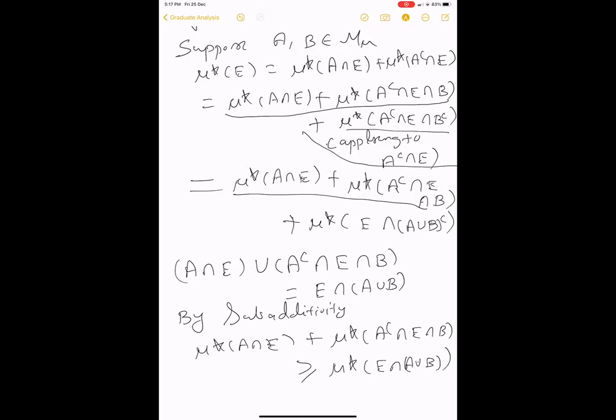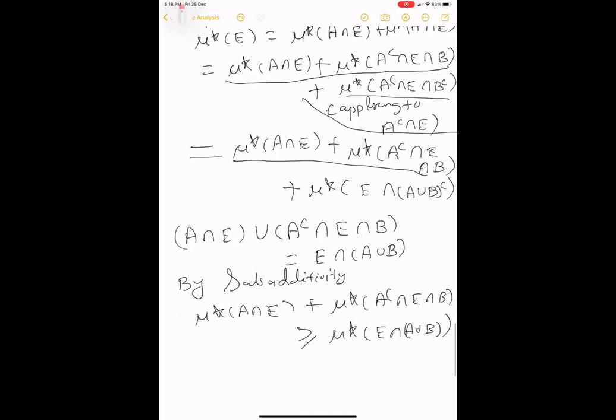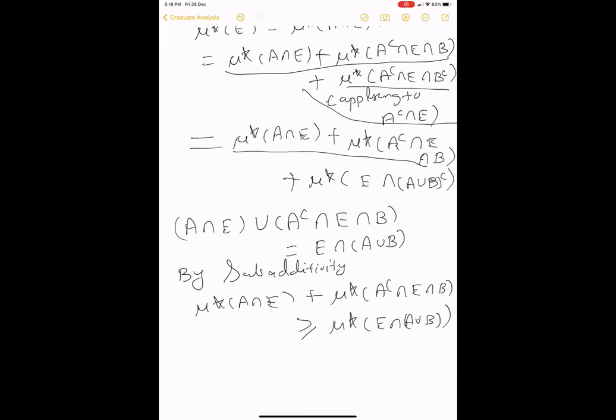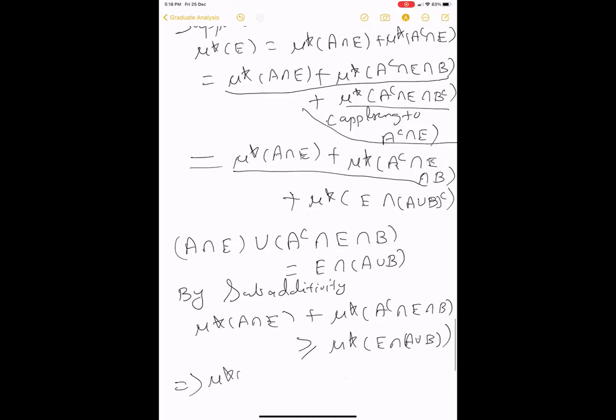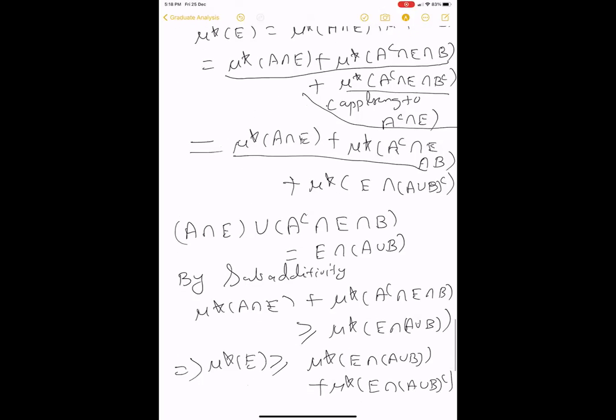Okay. So the whole thing is written. Now we have, so this thing implies, we started with mu star E, and that mu star E is greater than or equal to mu star of E intersection A union B. The rest what we have is mu star of E intersection A union B complement. Okay. So the whole thing implies A union B is in M. Okay, we have proved this.